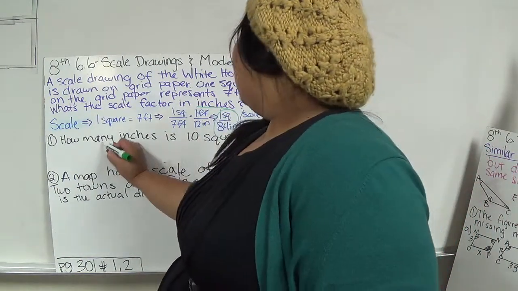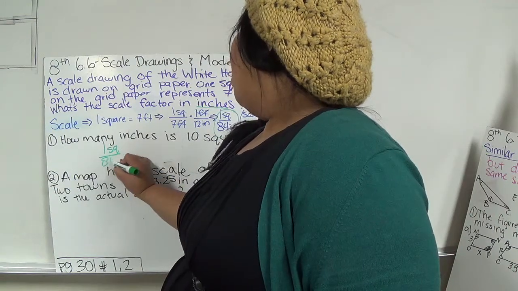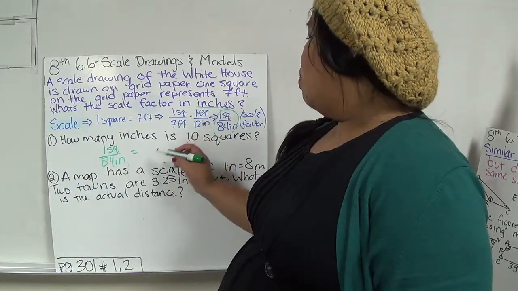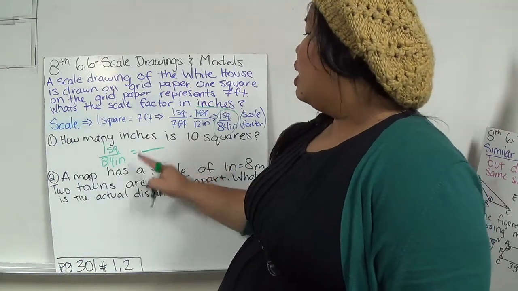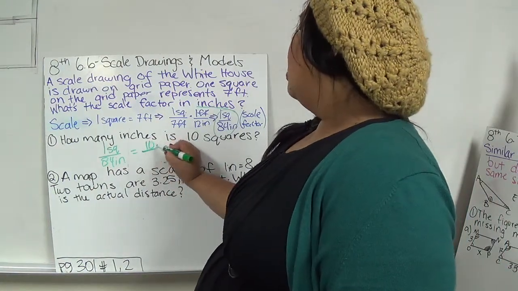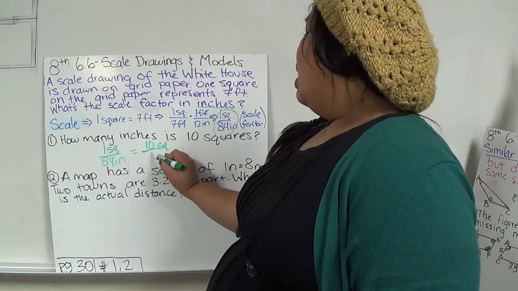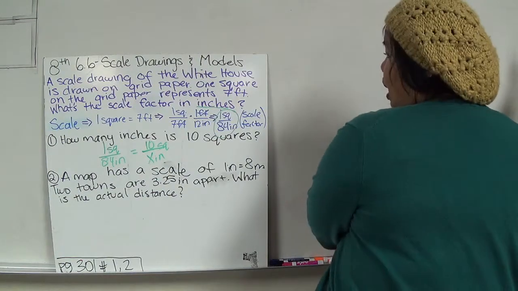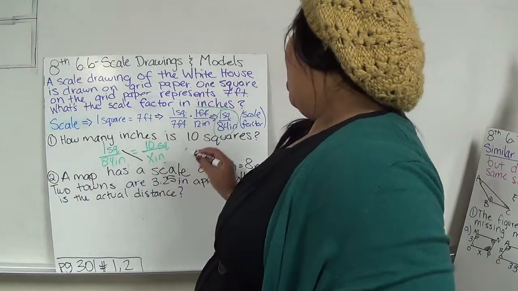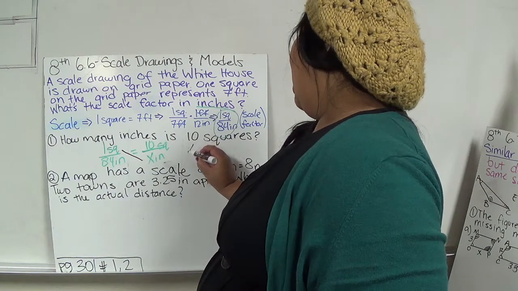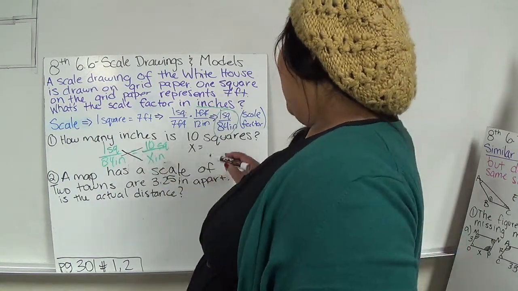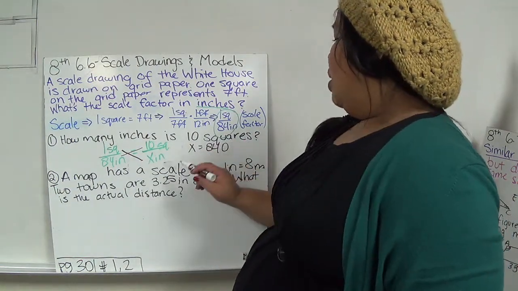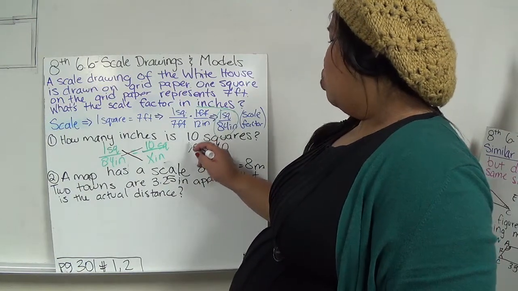So I'm going to put my scale factor, which is 1 square over 84 inches. But I'm trying to find how many is 10 squares. Because I'm doing an equal sign, I have to keep it consistent, so my square is going to be on top. And what I'm looking for is an X amount of inches. In this case, I'm going to cross multiply. 1 times X gives me X equals 84 times 10, which gives me 840.